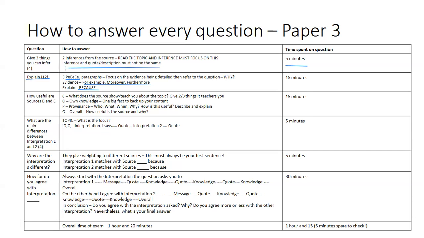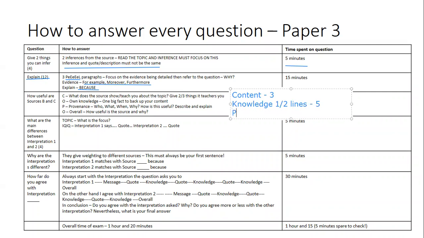So C, if you do content well over 2 sources, you'll probably be getting 3 out of 8. So if you just do the C part well, you could be getting 3 out of 8. So just content, 3. Then, knowledge, 1 big fact. Please do not waste loads of time on knowledge. Just 1 big fact to back it up. So with knowledge, you are looking at 1 to 2 lines. And if you do that on both sources, you could easily get 5 out of 8.